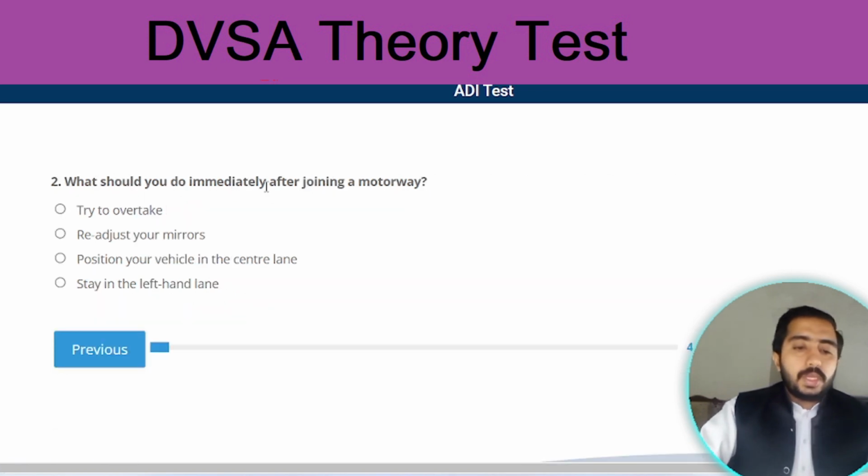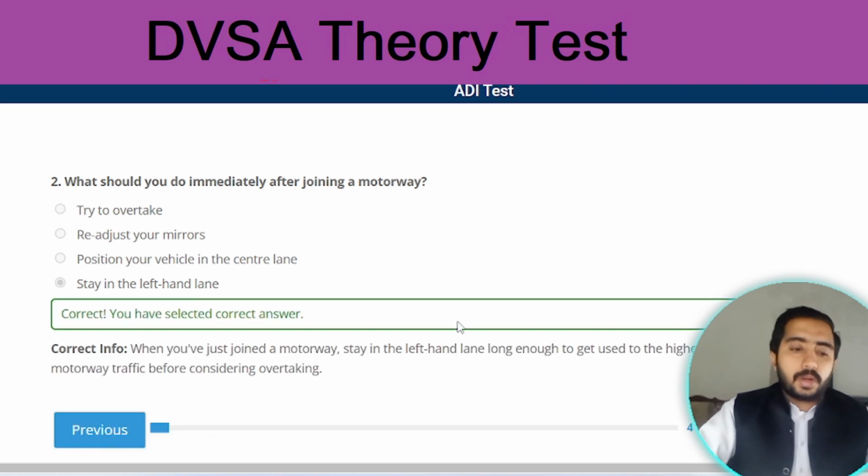What should you do immediately after joining a motorway? After joining a motorway, you need to stay in the left hand lane. Option D is the correct one.